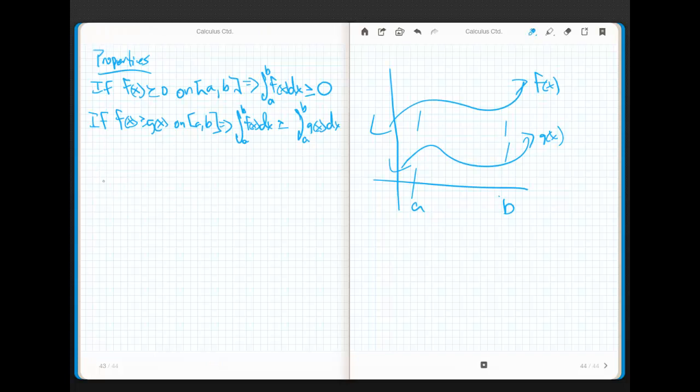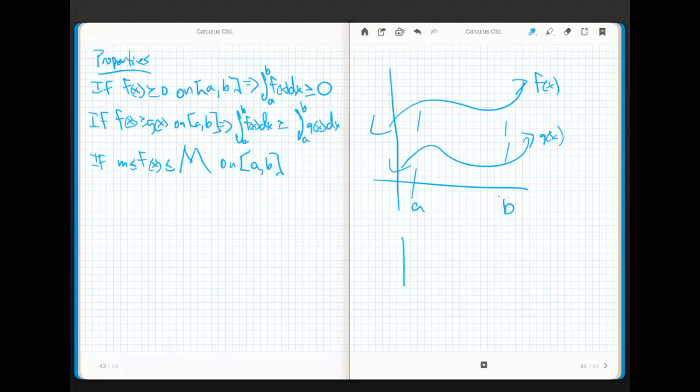Okay? And then last but not least, think about this one. This one's kind of fun to think about. This one's not as intuitive. If m is less than or equal to f of x is less than or equal to capital M. So we're thinking just min-max, right? That's an easy way to think about it. All right, on the integral from a to b. So think about that.